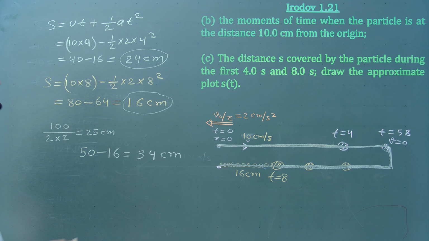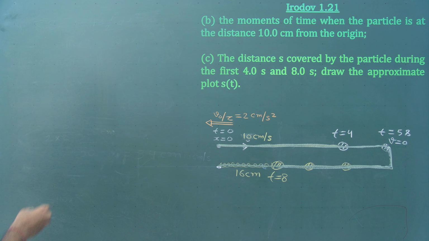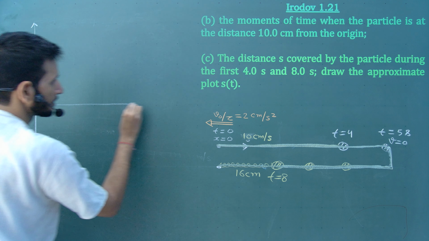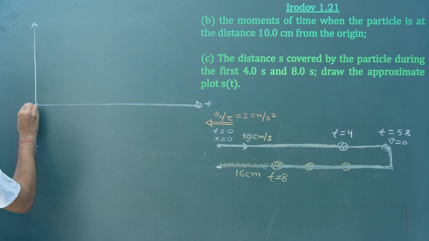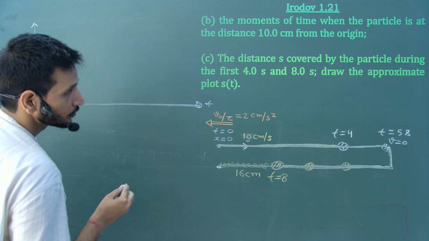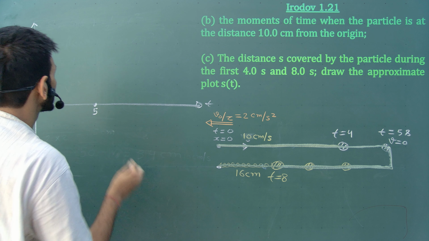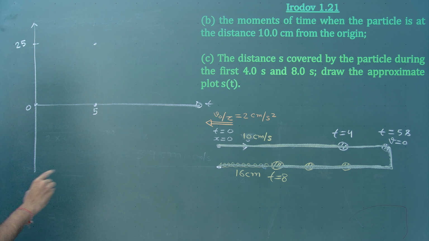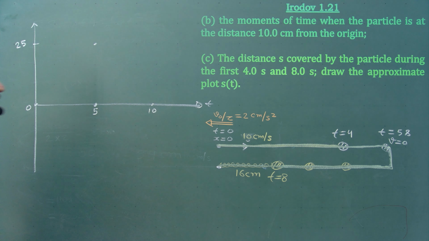Now draw the approximate plot of the displacement time graph. So this is very simple. What is the displacement time graph? This is the time. At t equal to 0, the particle is at the origin. At t equal to 5 seconds, the particle is at a 25 centimeter distance from the origin. And at t equal to 10 seconds, the particle is again at the origin.